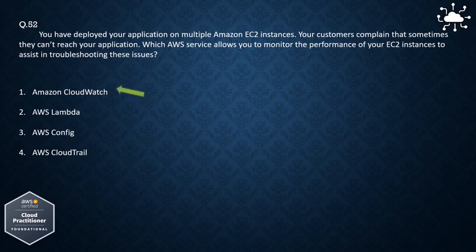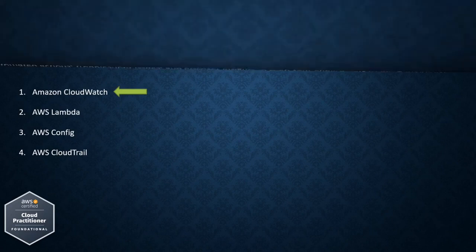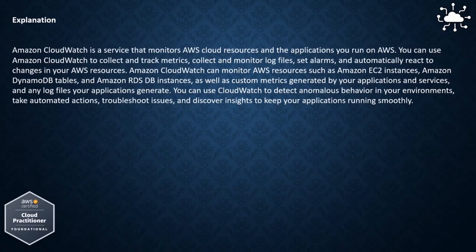The correct answer is Amazon CloudWatch. Explanation. Amazon CloudWatch is a service that monitors AWS cloud resources and the applications you run on AWS. You can use Amazon CloudWatch to collect and track metrics, collect and monitor log files, set alarms, and automatically react to changes in your AWS resources.